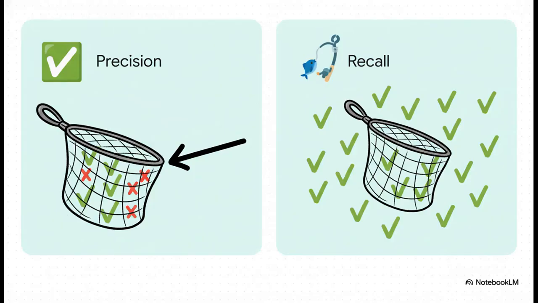And from that report card, we get these two super important grades, precision and recall. Precision is about correctness. Of all the times you said spam, how often were you right? Recall is about completeness. Of all the actual spam emails, how many did you catch? The one you care more about totally depends on the problem.